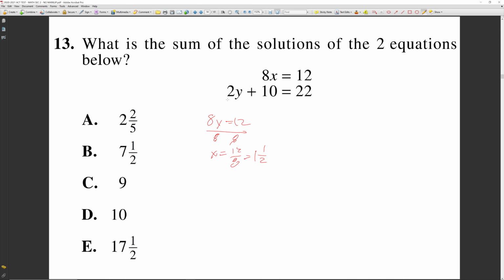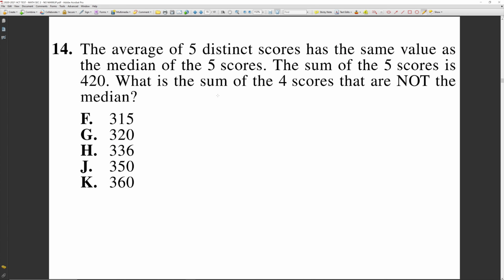So we take the second equation because this is also divisible by 2. We do that, and this really becomes y plus 5 is equal to 11. Subtract 5 from both sides, so y is equal to 6. So you take 6 and add it to 1 and 1/2, and the answer is B, 7.5. So in reality, this is a 10-second problem. Just like that. Number 14, let's go to the end.